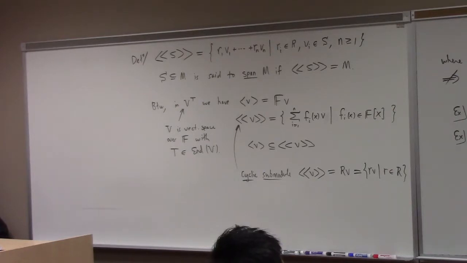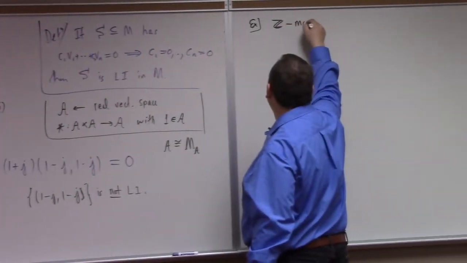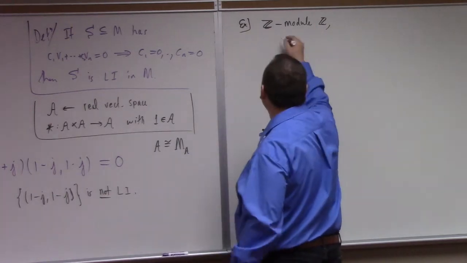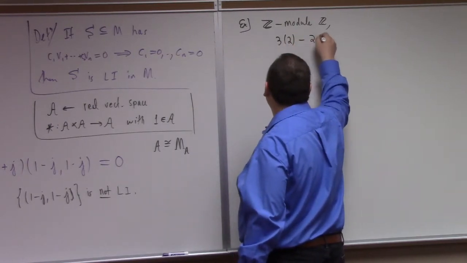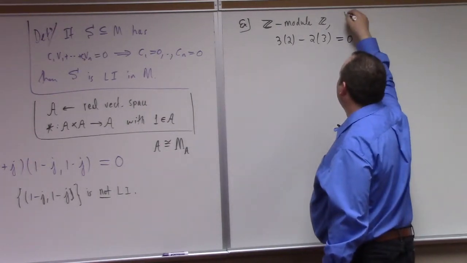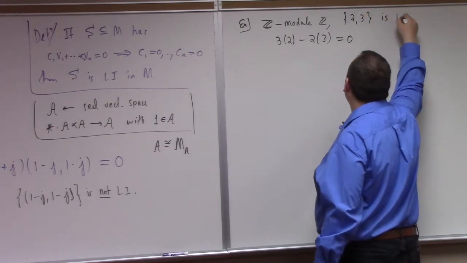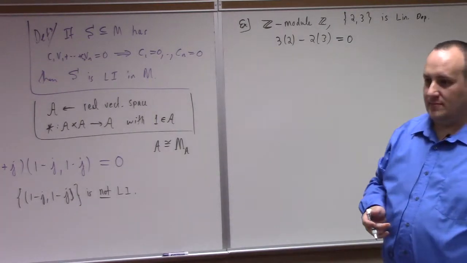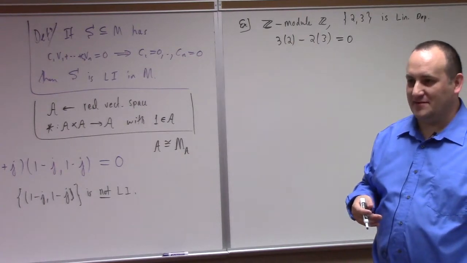We know what n-generated means. Linear independence, we talked about. What's another good example of this? How about the Z-module Z? Three times two minus two times three equals zero. All right. So 2, 3 is linearly independent in the Z-module Z. So divorce yourself of any hope that primes are linearly independent.